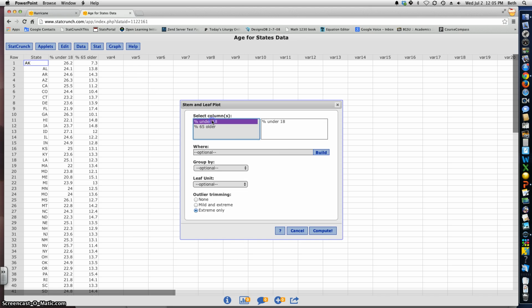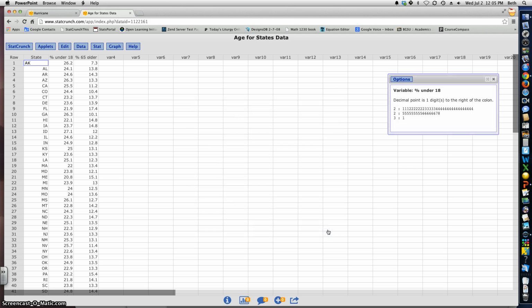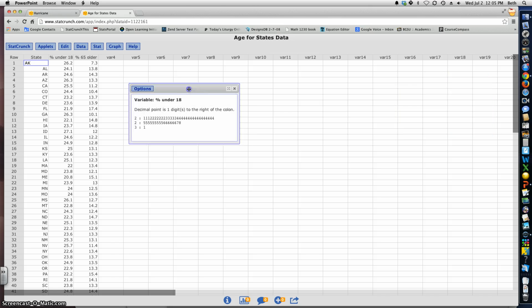Now we're working with percent under 18. And again for now I'm just going to leave the rest of this, and we're going to hit Compute. And if you look at my stem and leaf plot, it doesn't look very good. One thing you might notice is I actually have the 2 listed twice here as a stem.